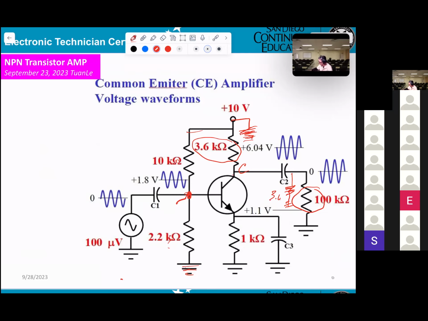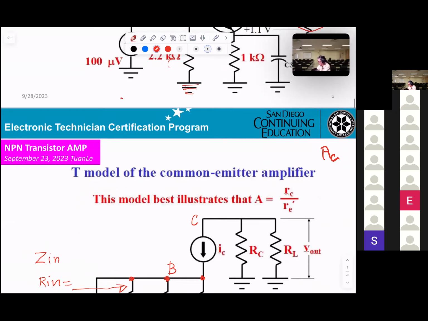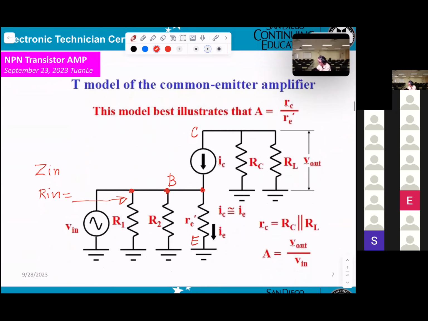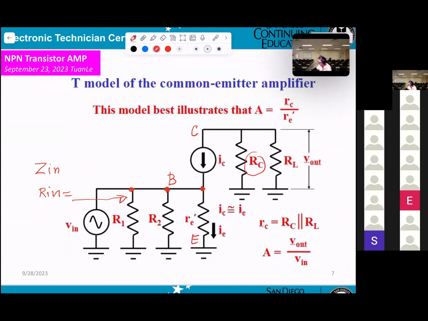What happened to C2? Sort it out. For the AC, it will be AC coupling. That means this one will be shorted. Okay, you don't see any capacitor here, so that's why. Now you see RC and RL in parallel now.